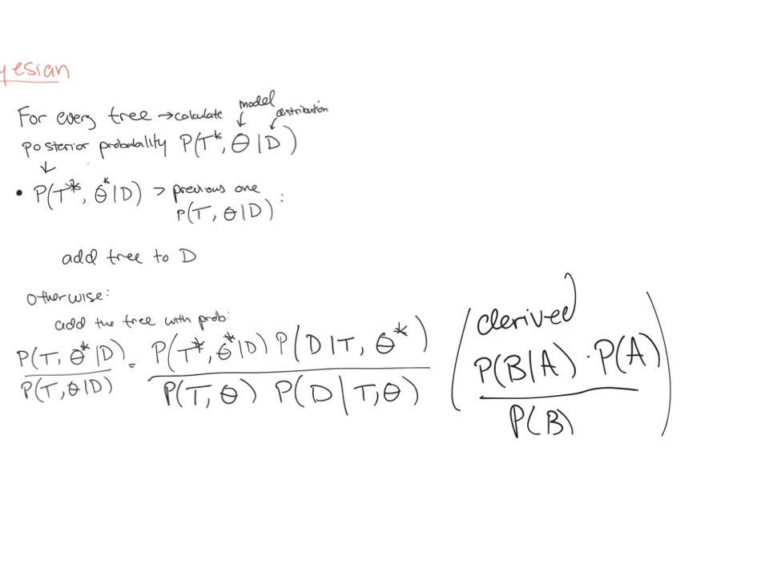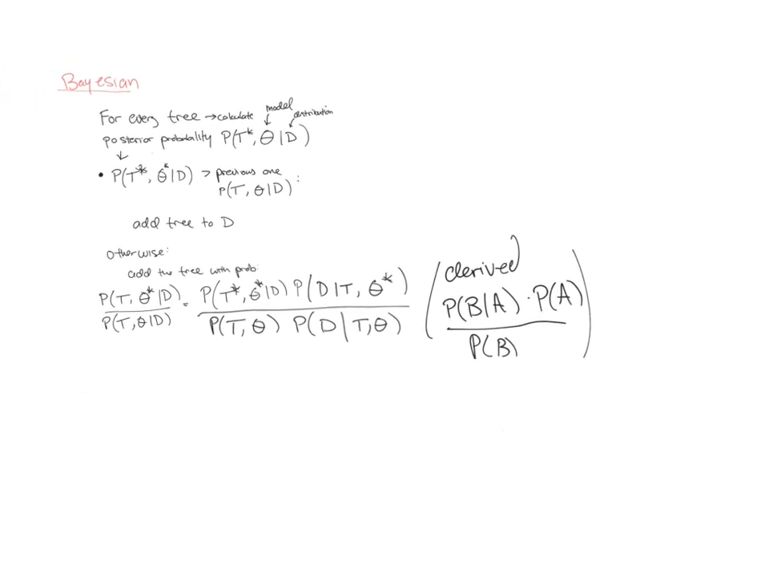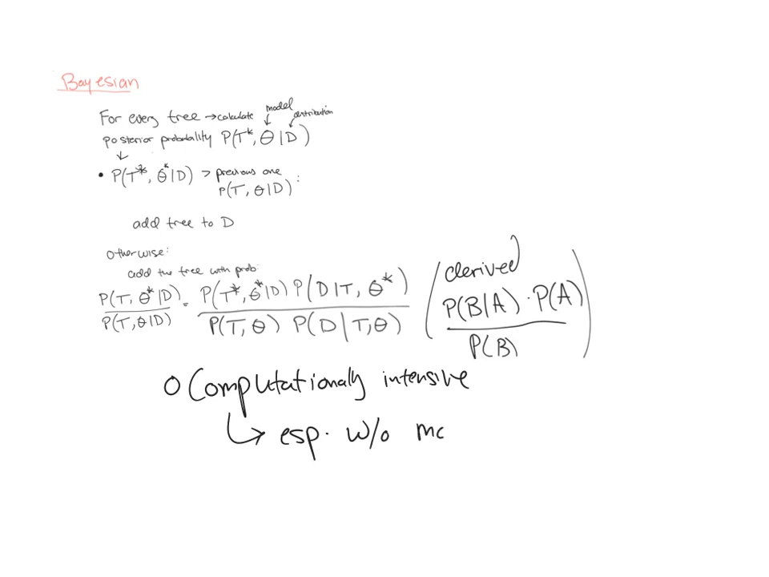There are problems with this. Calculating a posterior probability is hard. There's a huge equation there, we're going over tons of trees, and this is like an exponential function. So the problem is it's computationally intensive. It's a little less computationally intensive if you use a molecular clock assumption like before, but usually we don't want to do that, so it's especially computationally intensive without a molecular clock.